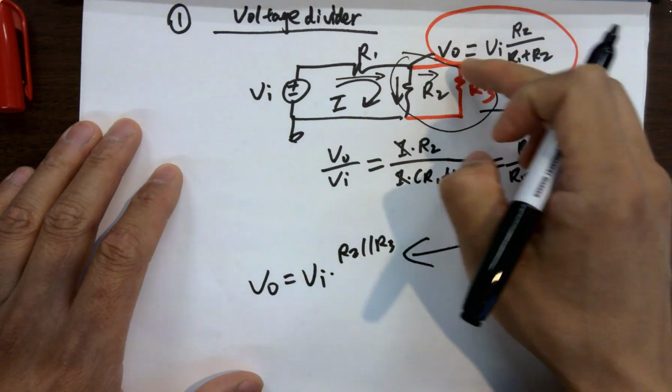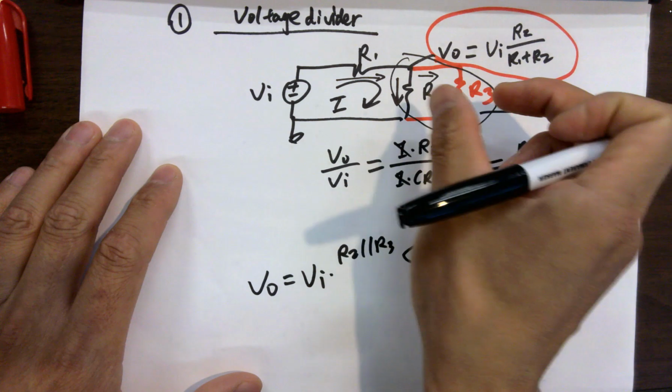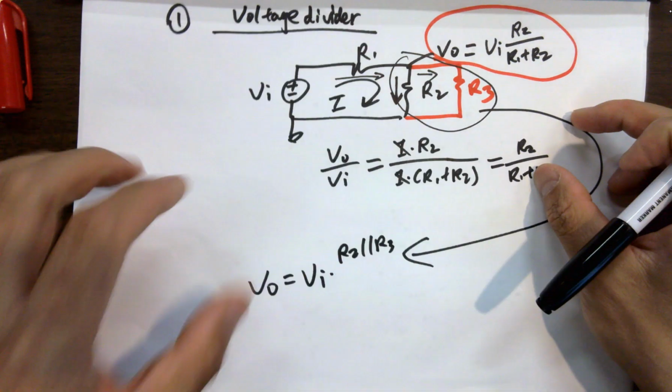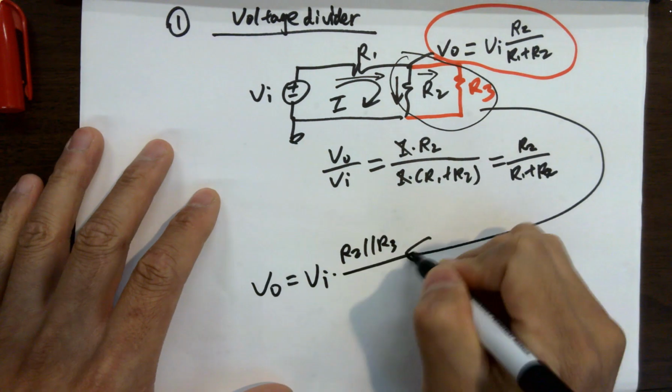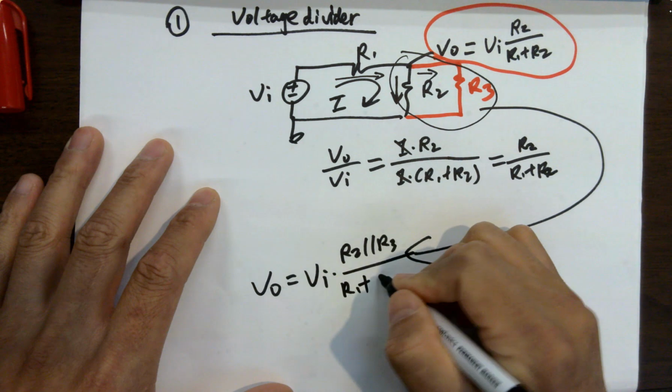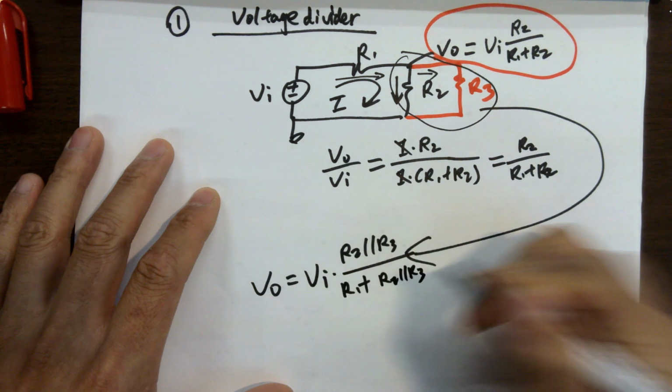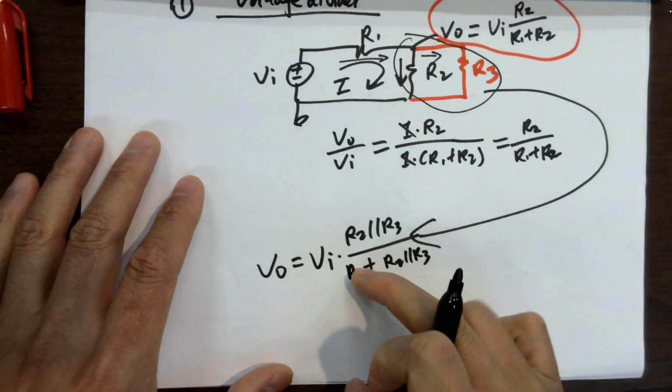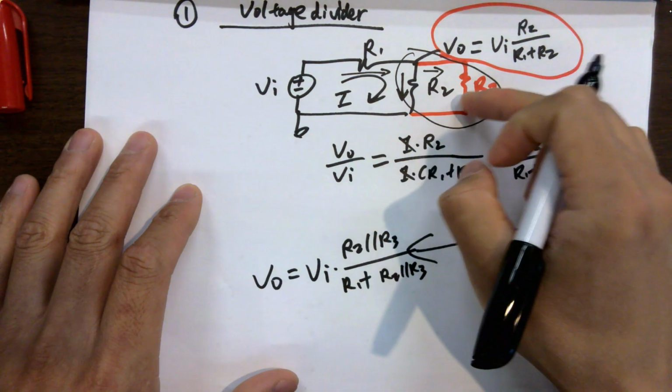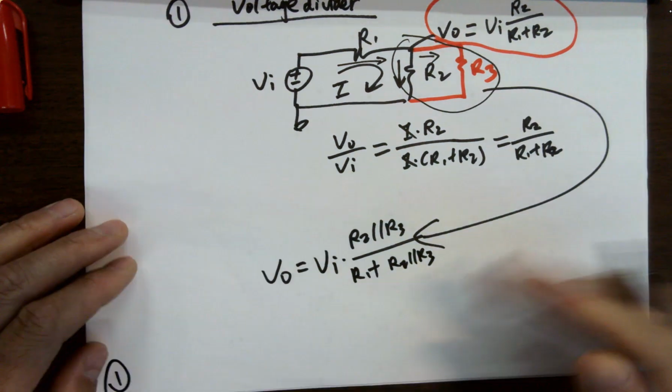Because that reflects the fact that the output resistance has changed. And the denominator is R1 plus R2 in parallel with R3. So this is correct for this circuit, if you have R3 in there. Any questions on this?